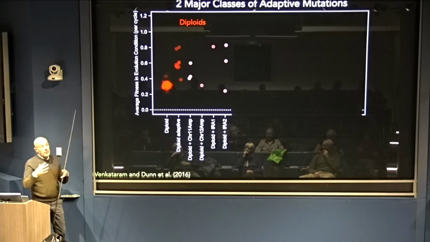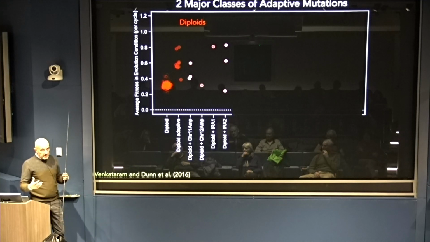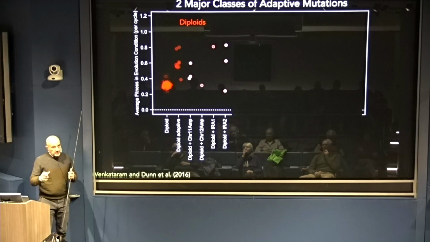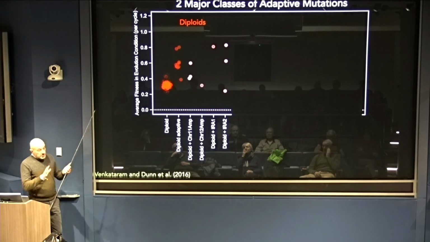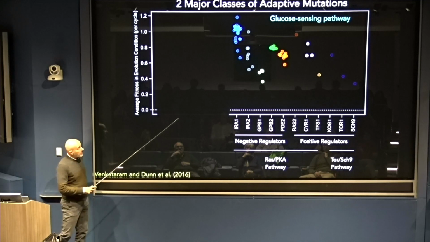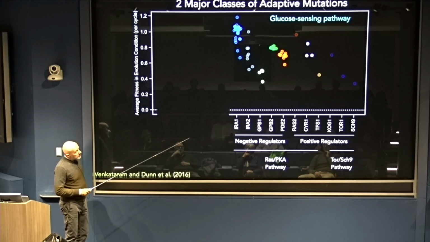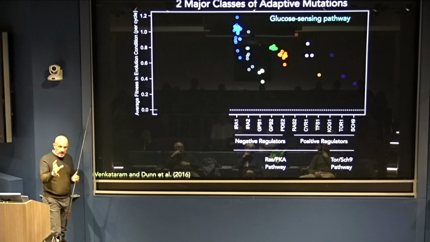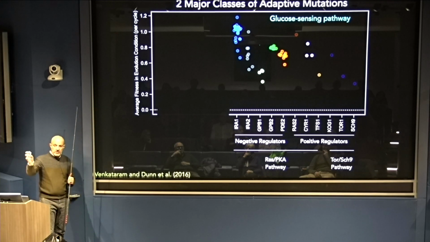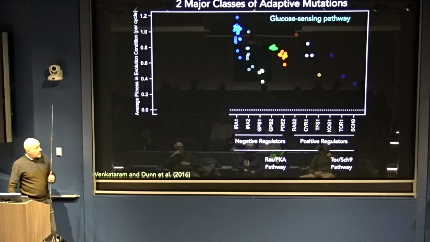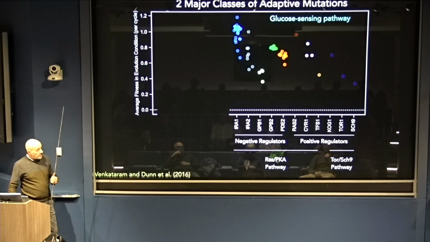It turns out that having two copies of the genome is by itself adaptive in the system, so diploid yeast do better by a substantial amount. There are some structural variants. We don't know what they do, but the majority of the mutations that were observed were in the key regulatory pathways that sense the amount of sugar in the environment, and the cell decides whether to grow or not to grow. They're called the RAS-PKA and TOR-CH9 pathways.